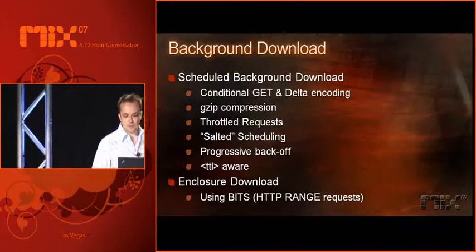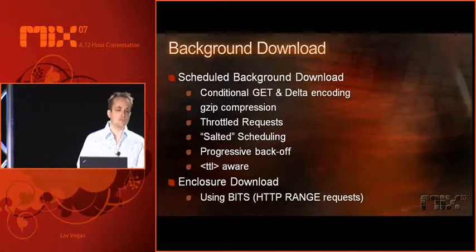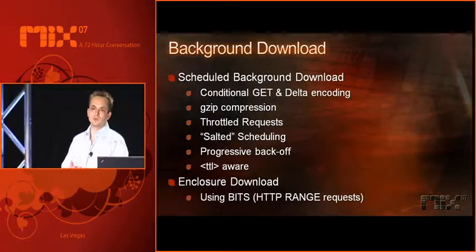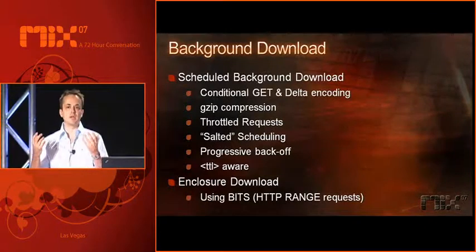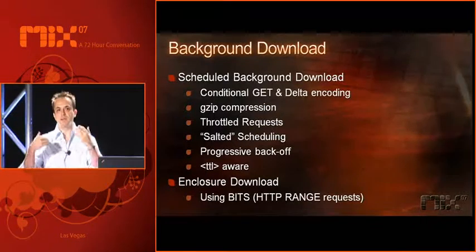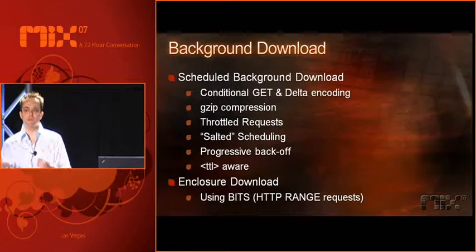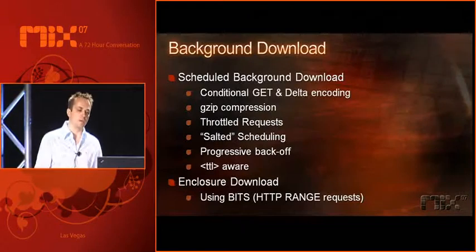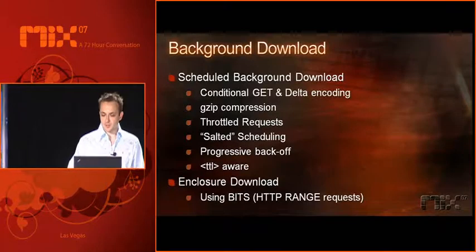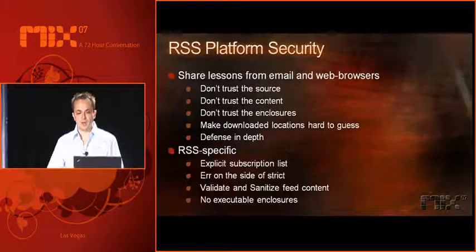On the enclosure side, we're using the Background Intelligent Transfer Service, which is a service built into Windows, which is used by Windows Update. We use HTTP range requests, which means it just gets byte ranges of binary files and downloads them in the background, drizzles them onto the machine in order to be bandwidth aware and cognizant of bandwidth usage on the client as well.